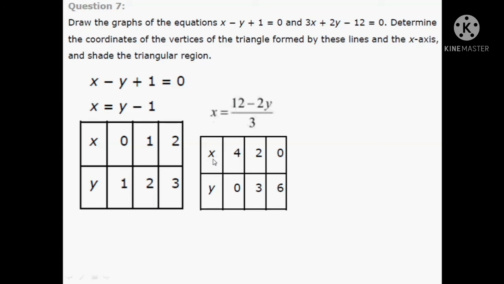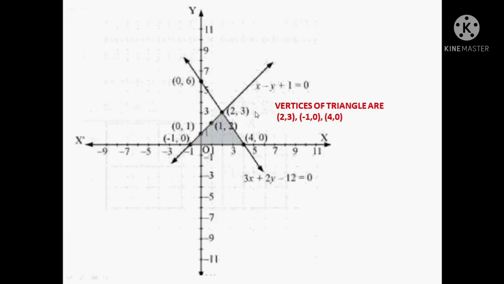So from this table, let us plot the graph. Now here you can see that this is x minus y plus 1 is equal to 0. This line is 3x plus 2y minus 12 is equal to 0. They are intersecting at 2 and 3. Therefore, you can see that it is forming a triangle. So, the vertices are (2, 3), (-1, 0) and (4, 0).